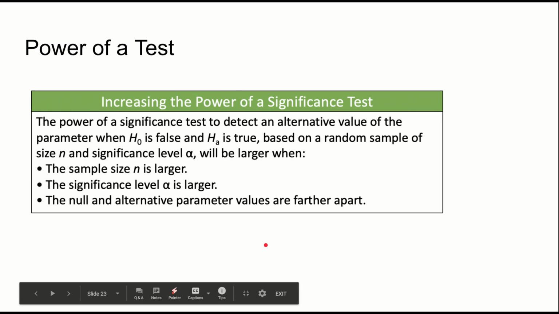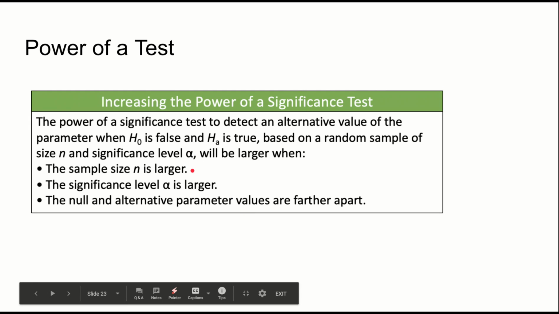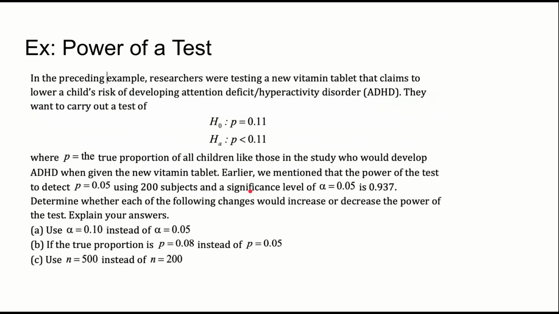And increasing the power of a significance test, the power of a significance test to detect an alternative value of the parameter when H0 is false and H alternative is true, based on a random sample of size n and a significance level alpha, will be larger when the sample size n is larger. That's the best way, in my opinion. That's like a natural way to increase the power. And these two are kind of artificial ways: the significance level alpha is larger, and also the null and alternative parameter values are further apart. Let's look at an example. Read this before we move on.